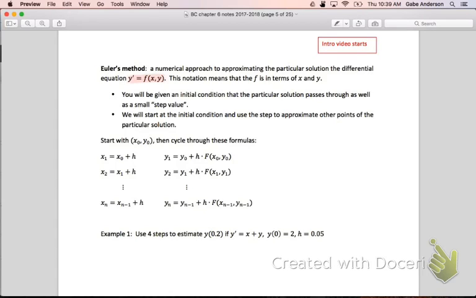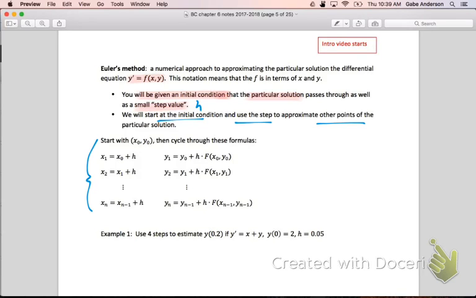So you'll be given some information. You'll be given an initial condition of the particular solution, as well as a little step value. The step value is usually labeled with the letter h, although it doesn't have to be. That's pretty common. So what we'll do is start with the initial condition and use the step to approximate the next point in the particular solution. And we'll use that point to approximate the next one, so on and so forth.